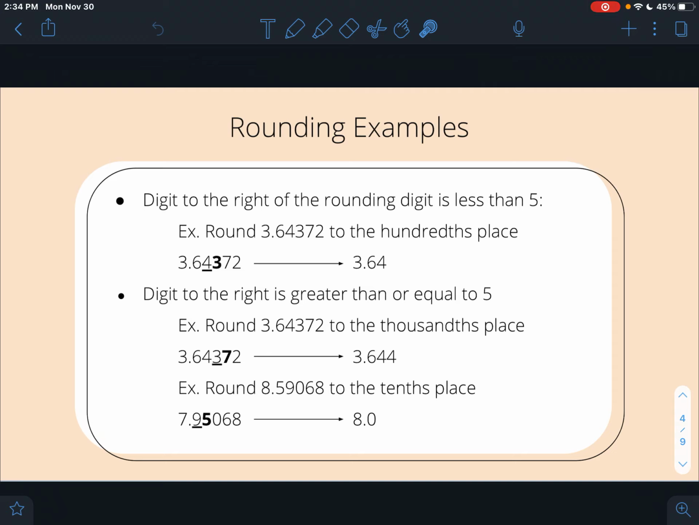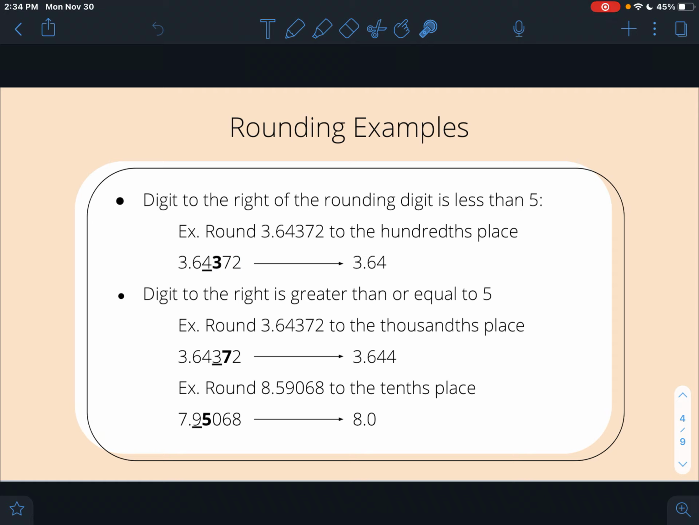Let's look at some examples. Here we have an example for when the digit to the right of the rounding digit is less than 5. In this example, they're asking you to round the number 3.64372 to the hundredths place. The hundredths place is where 4 is. That means the rounding digit is 4. And the digit to the right of 4 is 3. Since 3 is less than 5, we can simply drop all the digits after 4. So all of these numbers here can be dropped so that you get 3.64.